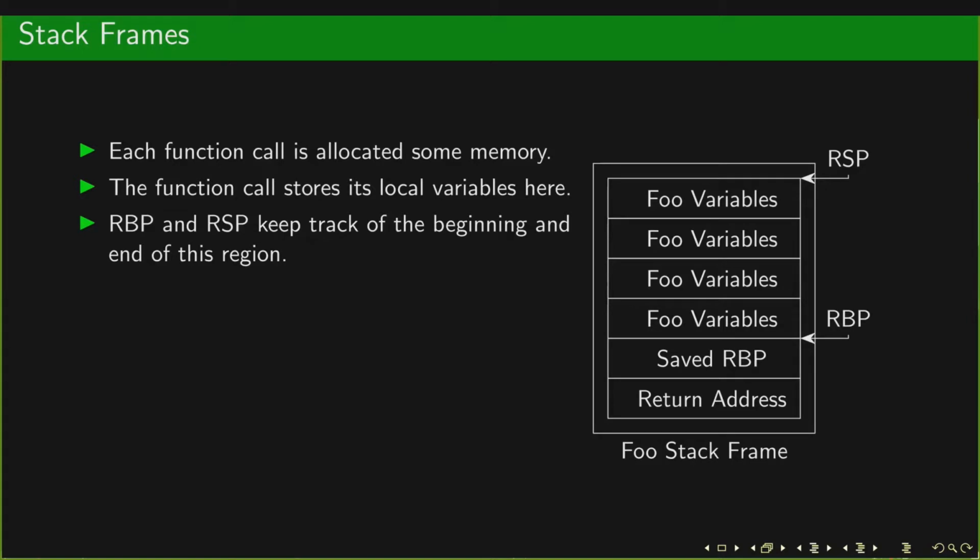This is essentially what it looks like. Your function is given some memory, and it just puts its local variables in this area of memory that it's given. And this is where I was talking about RBP and RSP. RBP and RSP keep track of the beginning and end of this memory region that the function is allowed to put its local variables in. You can see this picture right here. If there's a function called foo that is currently running, it has the RBP and RSP aligned to where this region lives in memory, and then it just puts its local variables between them.